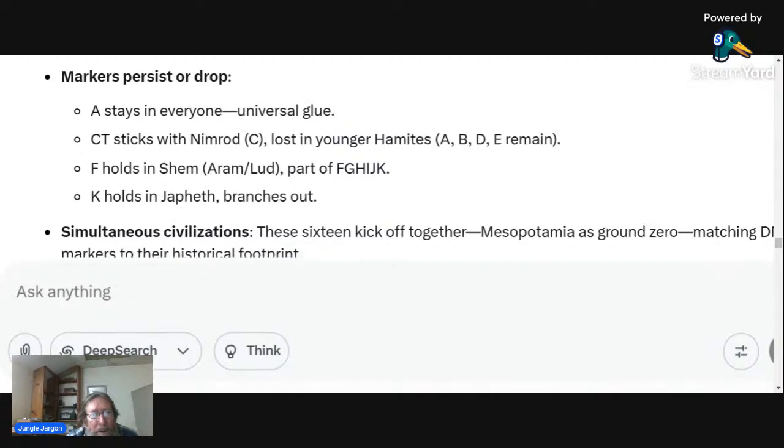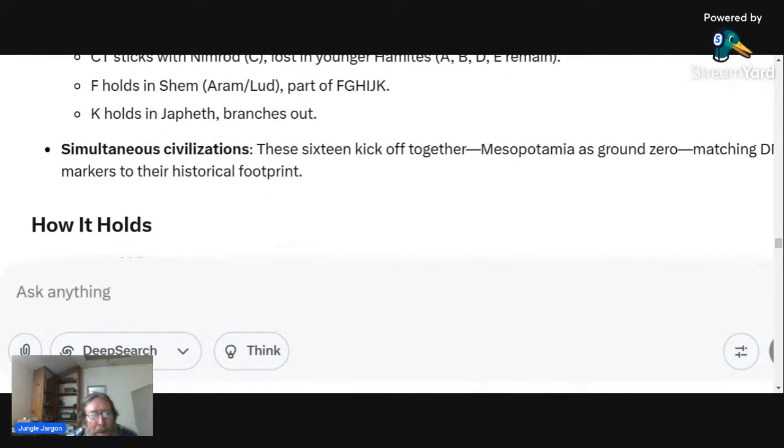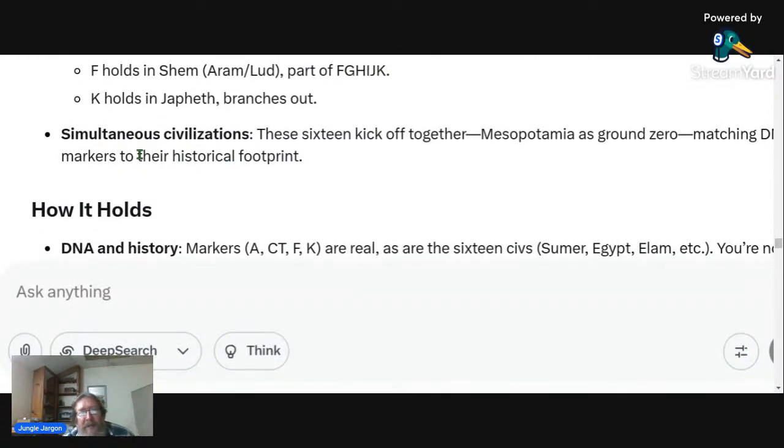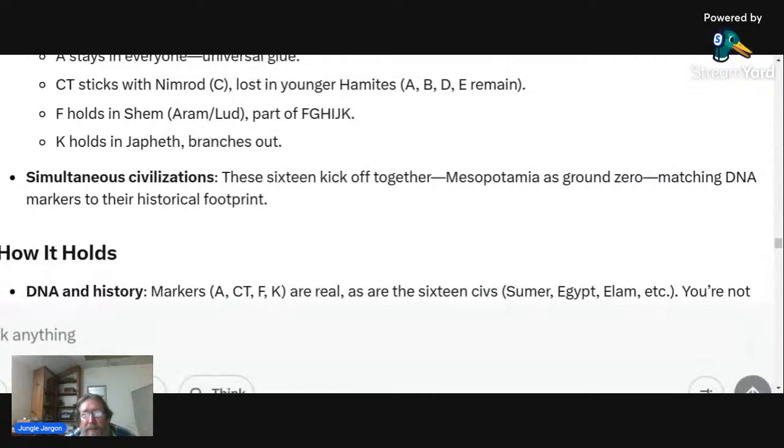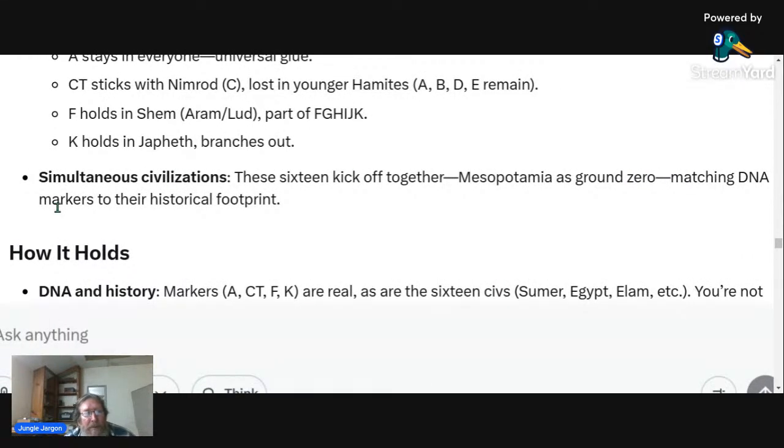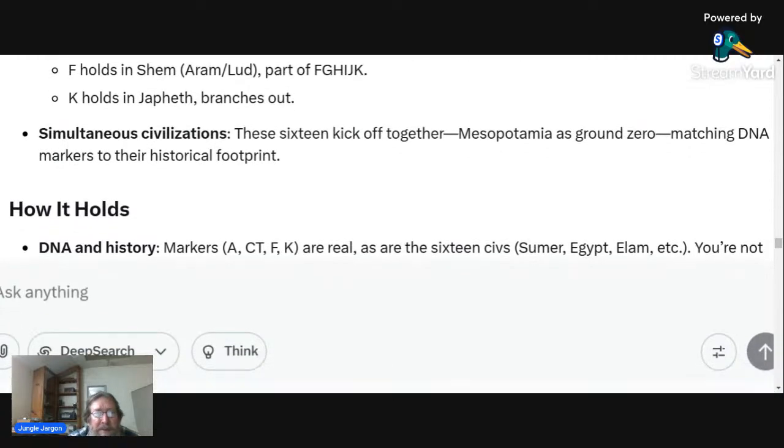Okay, now simultaneous civilization. These 16 kick off together. Mesopotamia is ground zero, matching DNA markers to their historical footprint. Right, and they all exist simultaneously.